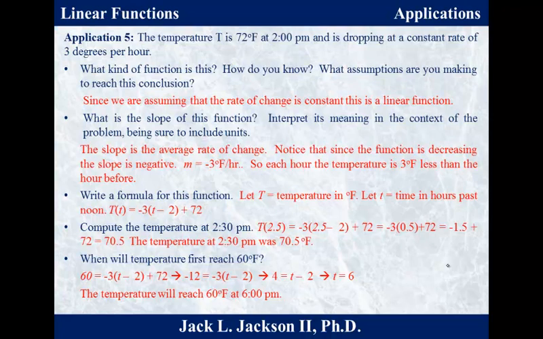When will the temperature first reach 60 degrees Fahrenheit? You plug in the 60 in place of the capital T, the temperature, on the left side of the equation, and solve for little t, the time. Subtract 72 from both sides to get negative 12 equals negative 3 times t minus 2. Divide both sides by negative 3 to get 4 equals t minus 2. Add 2 to both sides to get t equals 6. The temperature will reach 60 degrees Fahrenheit at 6 o'clock p.m.